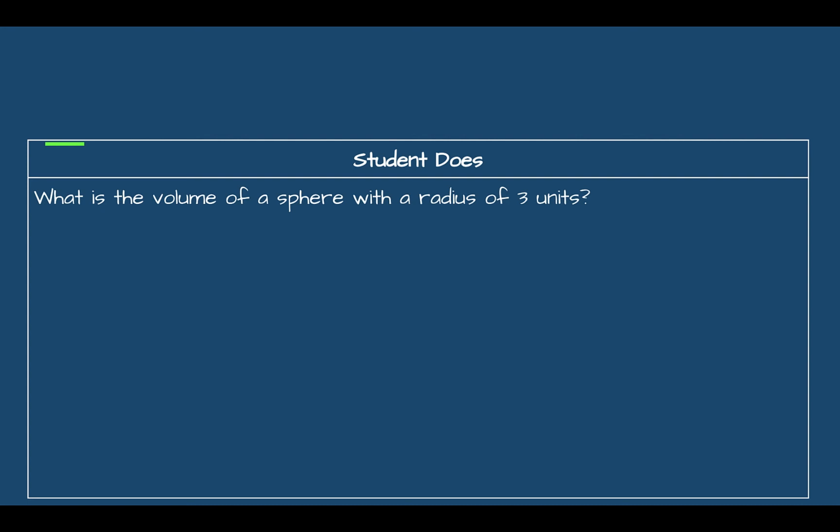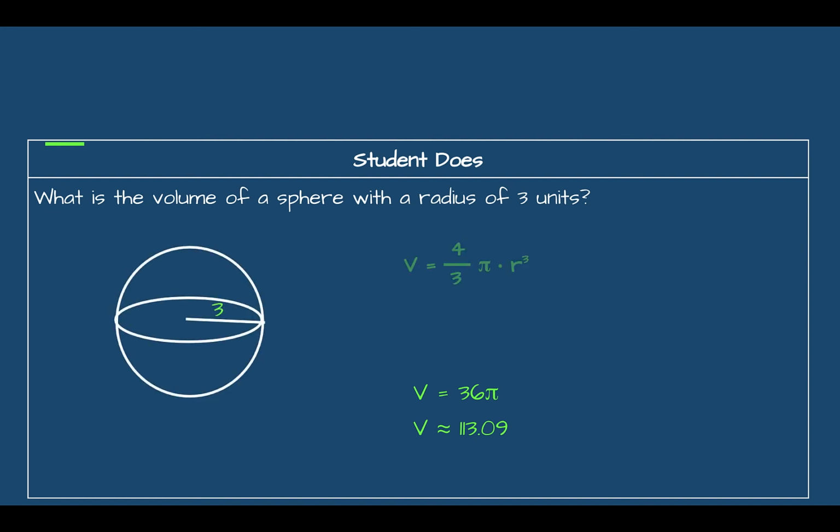Finally, what's the volume of a sphere with a radius of 3? You should have found that the exact volume was 36 pi, or if you approximated it, multiplied it out and rounded off, you should have got about 113.09. To get there, radius is 3, so take the formula for a volume of a sphere, plug in 3, multiply it out, and those are your answers that you get.